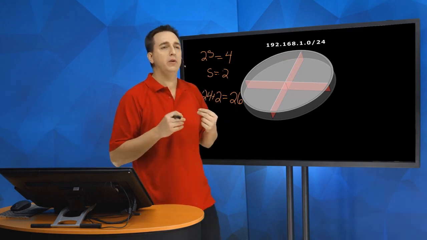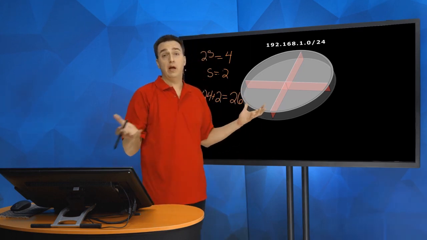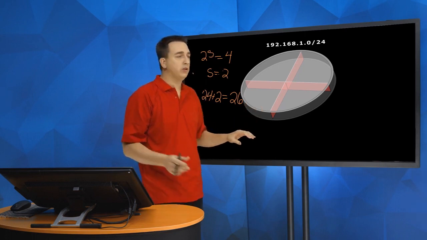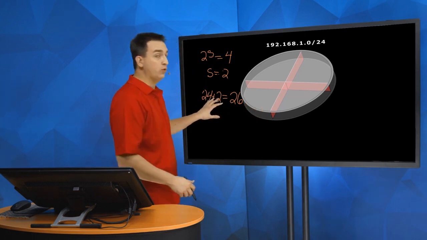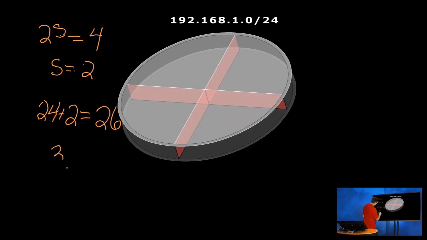So what else do we want to identify here? We want to identify the number of hosts that we're going to have in each subnet. Right now, our network portion is a /26. So if I take 32 and subtract 26, what's the result? That's 6. So 6 represents the number of host bits that are left over.